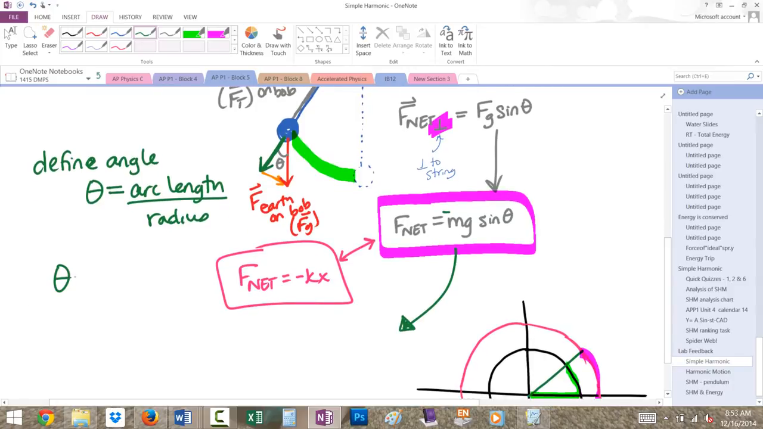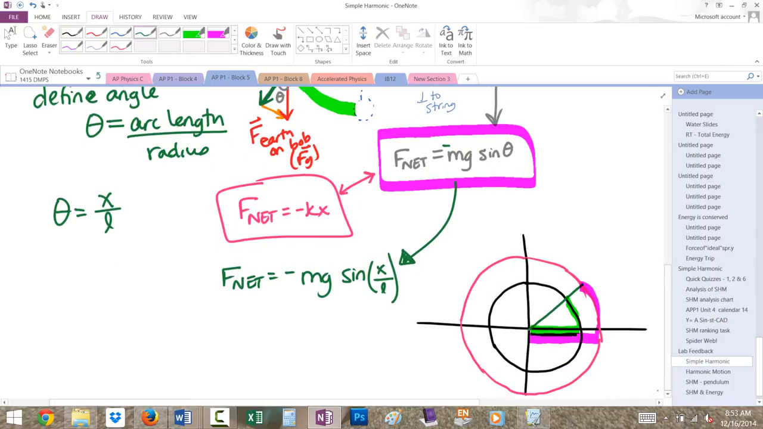So I'm really going to call theta x over r. And this now looks even closer: F net equals negative mg sine of x over r. This is now even closer to this, but there's still a stupid little sine in here that won't go away. I'm going to change that r to an L. I meant to do that and I forgot. Sorry. That's why we use erasers, right?